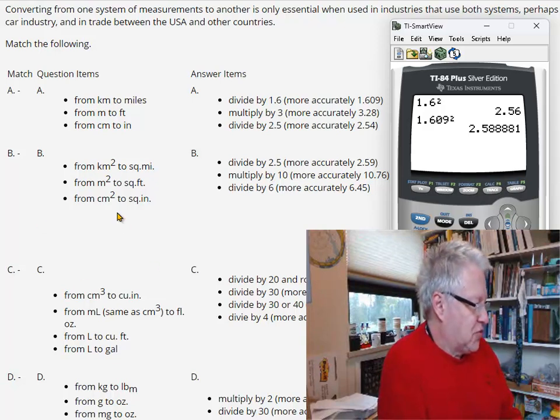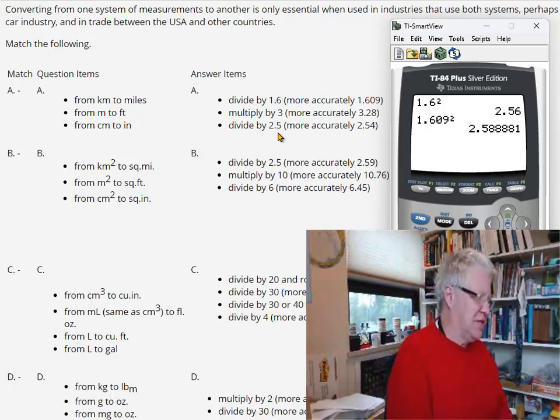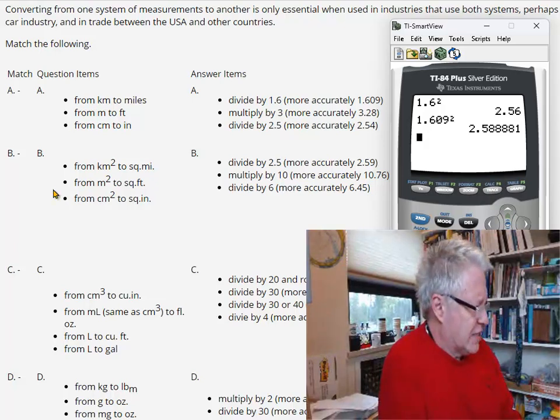Let's see, square centimeters to square inches, again, square the 2.54. I have to laugh a little bit here because that I would really never do. I really have never had the use for that.